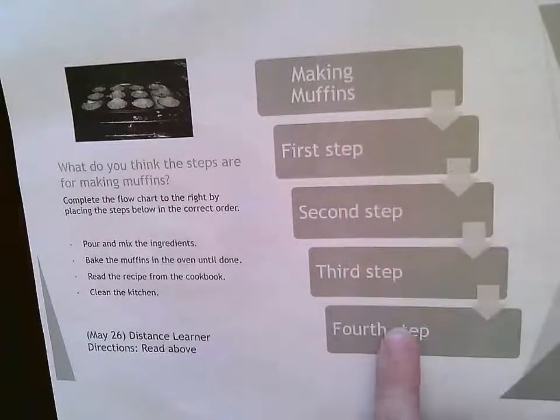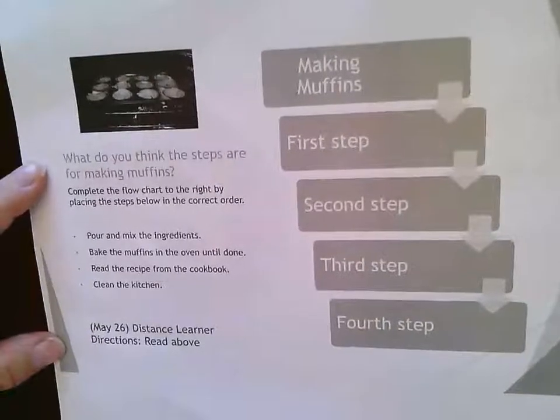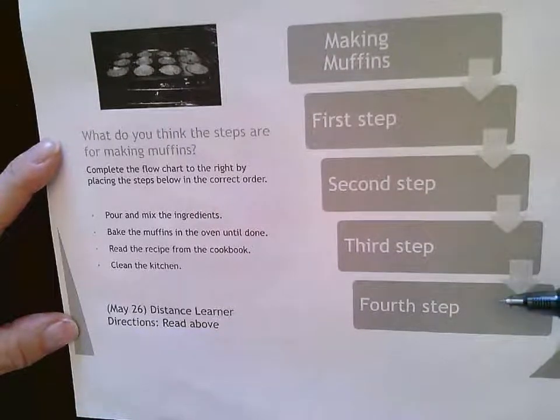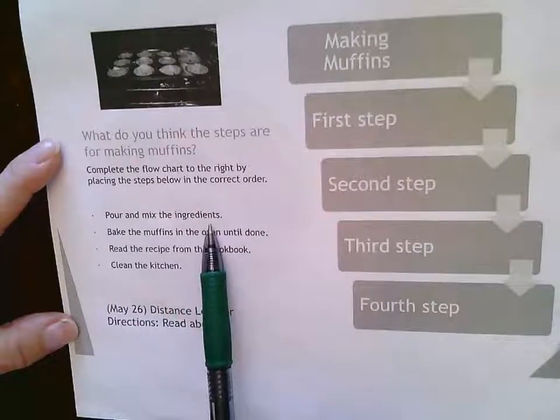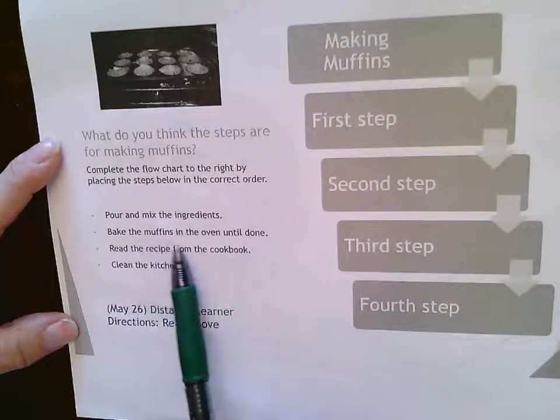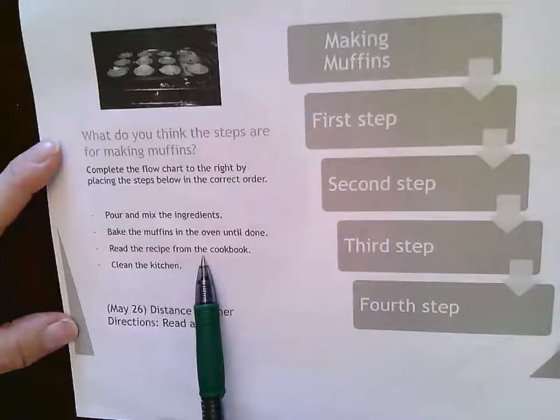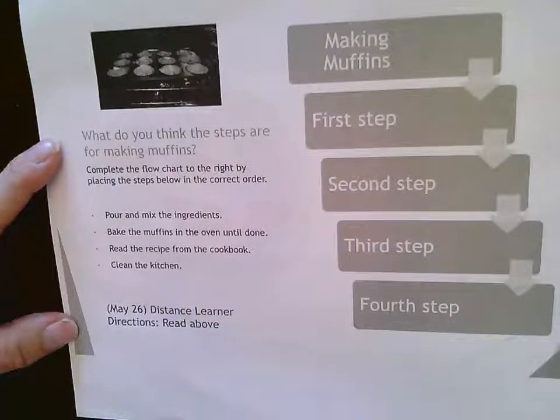So we're going to complete this flow chart and we're going to put the steps in the correct order. So let's look at the steps first. I like to read through all my steps before I decide what comes first, what comes second, what comes third, and then what comes fourth, okay? So pour and mix the ingredients. Bake the muffins in the oven until done. Read the recipe from the cookbook and clean the kitchen. So which one of these do you think would be the first step?